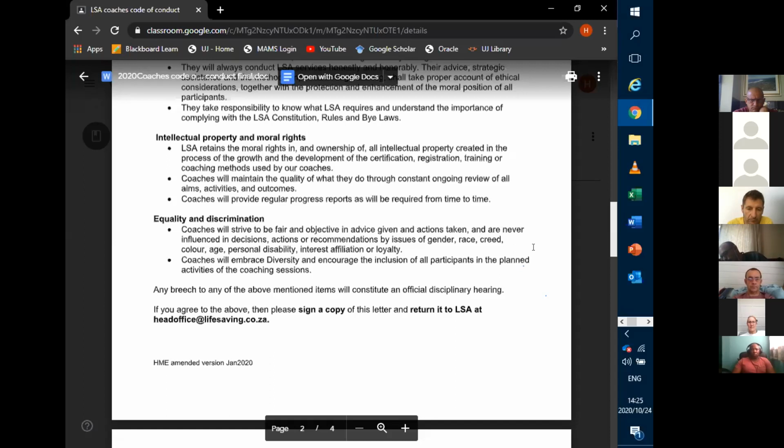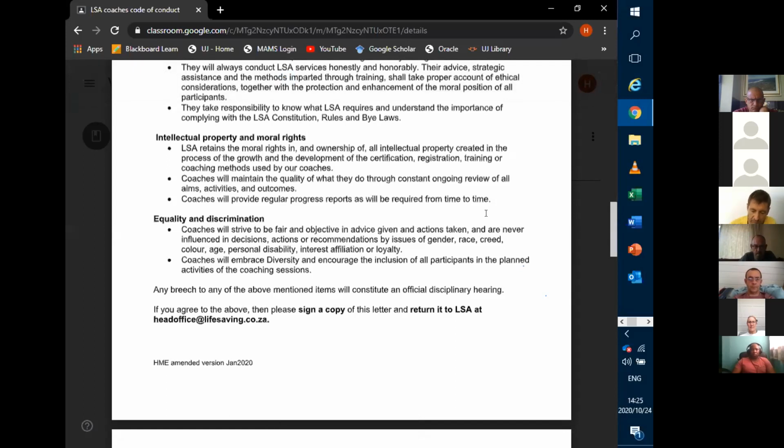Intellectual property and moral rights. LSA retains the moral rights and ownership of all intellectual property created in the process of the growth and the development of the certification. Coaches will maintain the quality of what they do through constant ongoing review. Very important. You can't stay still with what you know. You have to grow. When you pass 60, you can stop.